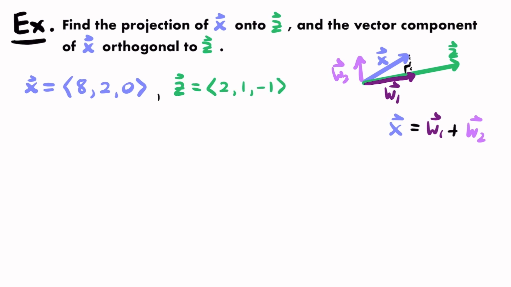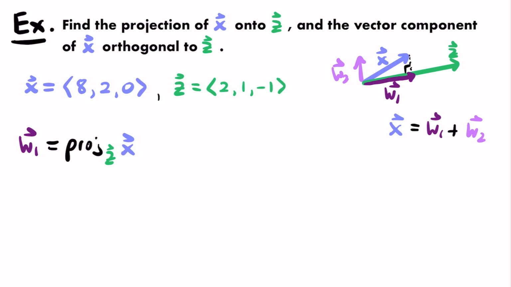Let's start with the projection vector. That's vector w1. We are looking to find the projection of vector x onto vector z. So that will look like this. We'll have the projection of vector x onto vector z. The vector you are projecting onto is the subscript of the word projection, or I guess the abbreviation of the word projection. All right, you read this as the projection of vector x onto vector z. X is doing the projecting, z is being projected onto.